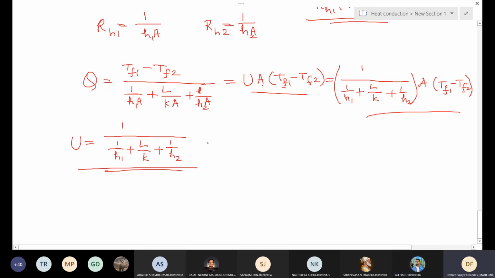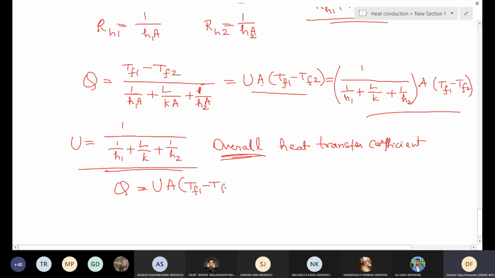So this is very important. This is called the overall heat transfer coefficient. Okay, overall heat transfer coefficient. So it will take care of convection resistance, conduction resistance as well. So that's why it's called overall heat transfer coefficient. So Q can be estimated as overall heat transfer coefficient into area into TF1 minus TF2.